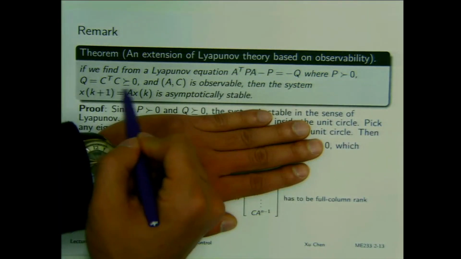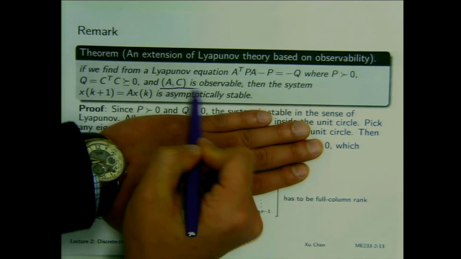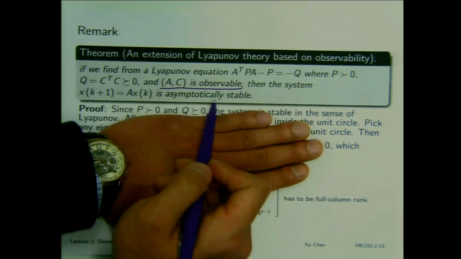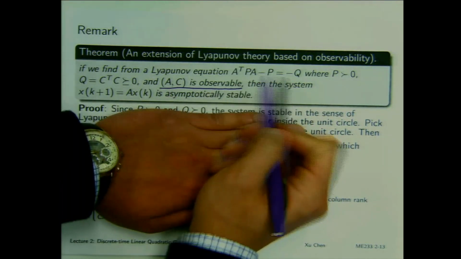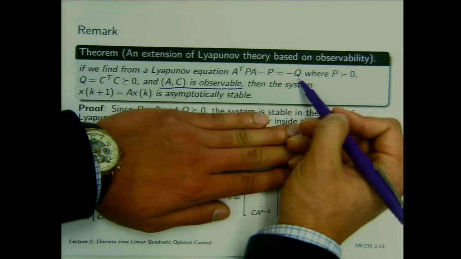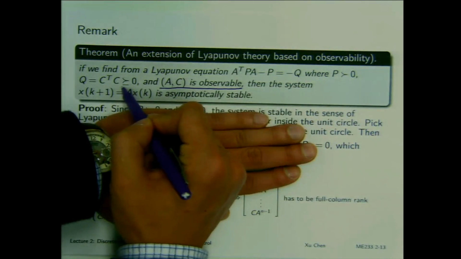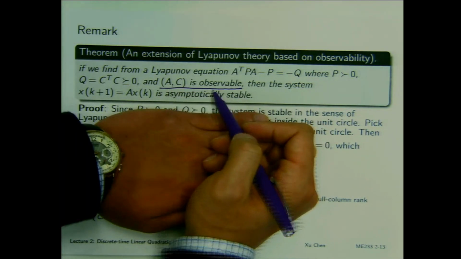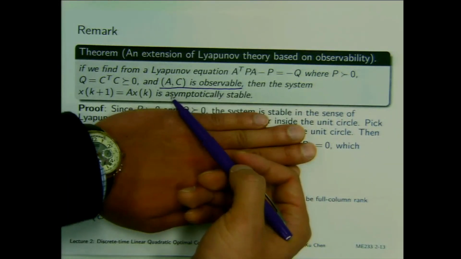Q is positive semi-definite. And if we write Q in this form, and A, C is observable, it turns out that the system is asymptotically stable. This is exactly what I have just done. I have constructed a Lyapunov equation where this P matrix is positive definite, and this Q matrix, if you recall, is positive semi-definite, as written down here. But we have shown that this system is observable. So immediately we can apply this theorem to say the closed-loop system is asymptotically stable.